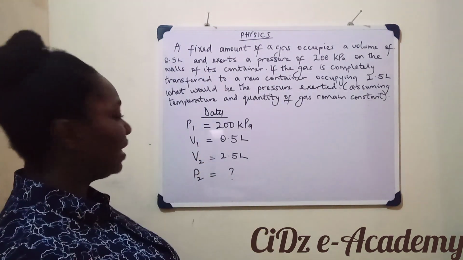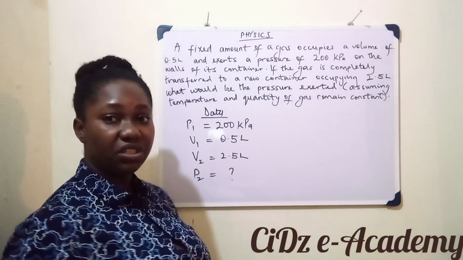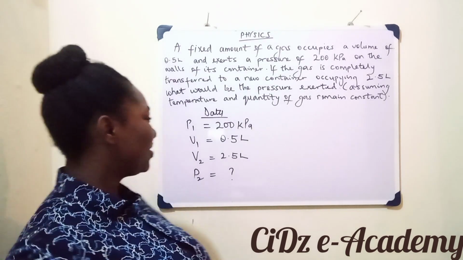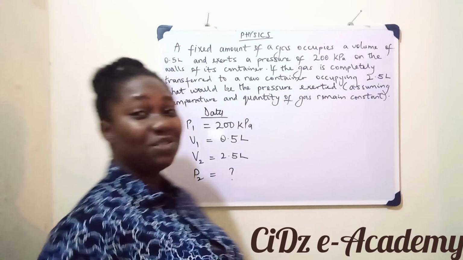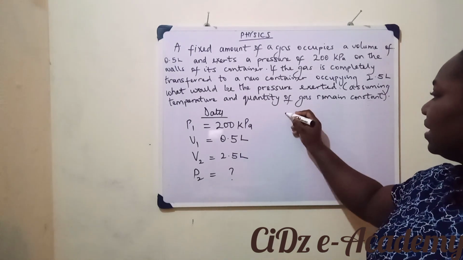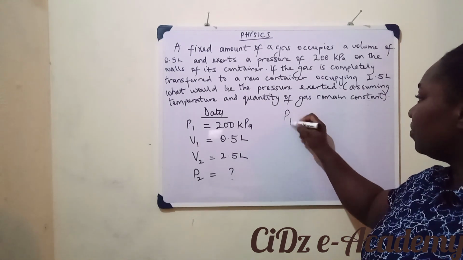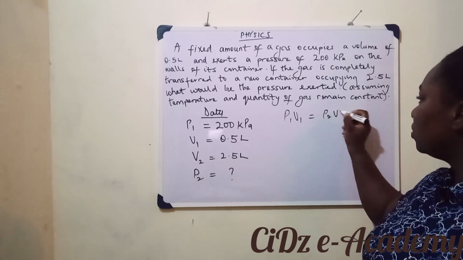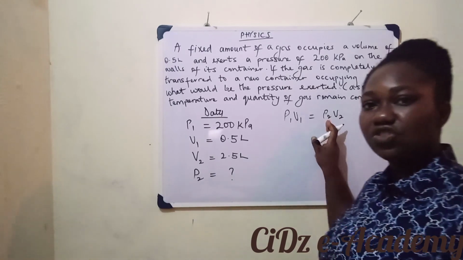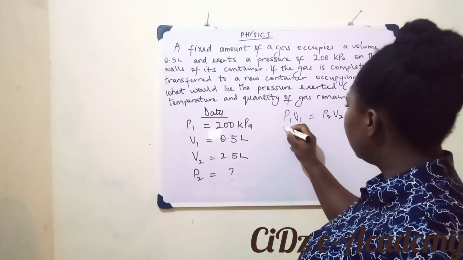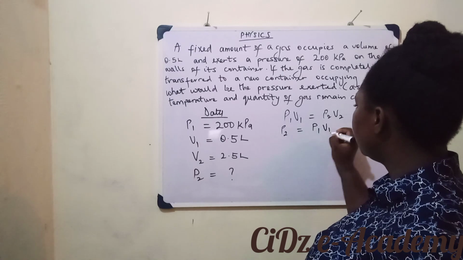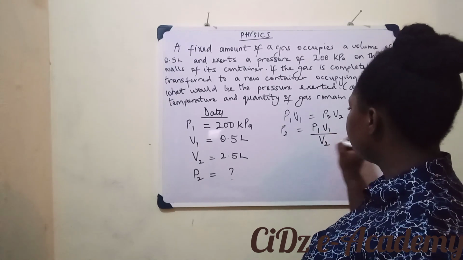Now, if you look at the data we've written on the board, we can see that it looks similar to something we already know. I suppose you are thinking what I'm thinking also. We're dealing with Boyle's law here. Boyle's law states that P1 V1 is equal to P2 V2. Since we're looking for P2, we have to make P2 the subject of the formula. So we have P2 equal to P1 V1 divided by V2.